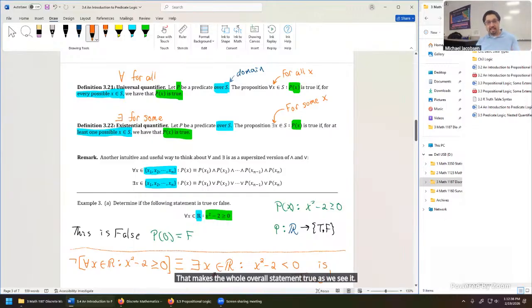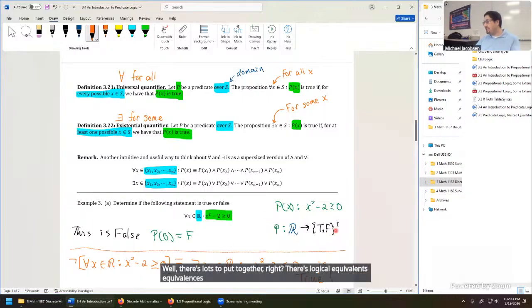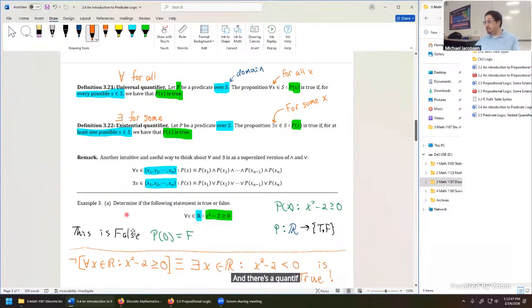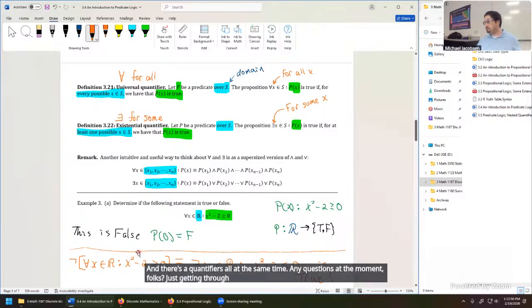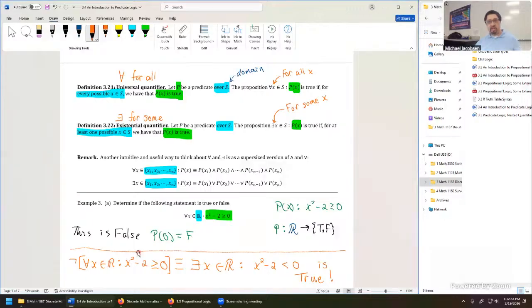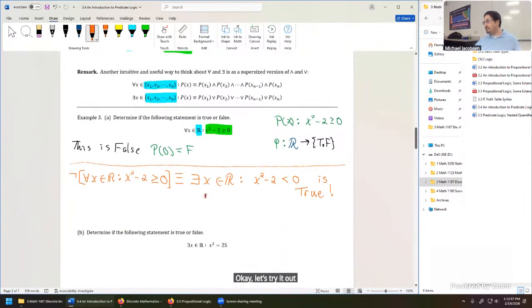Well, there's lots to put together, right? There's logical equivalences, there's predicate functions that are Boolean valued, and there's quantifiers all at the same time. Any questions at the moment, folks? Just getting through this one. Okay, let's try it out again.